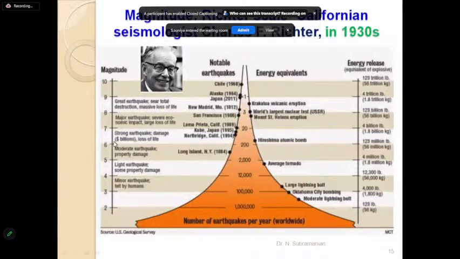Actually, an earthquake of size 6.1 or so is equivalent to the Hiroshima atomic bomb. That is equivalent to 56 million kg of explosive.